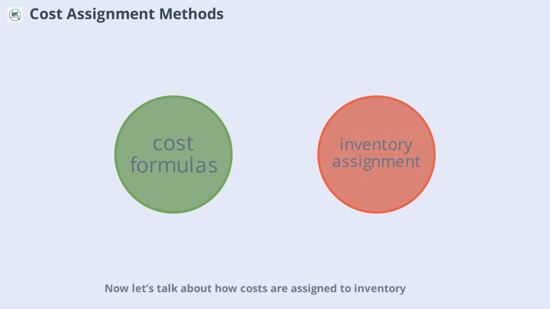Now let's talk about how costs are assigned to inventory. IAS 2 allows specific cost formulas to be used depending on the nature of the inventory. The main methods are FIFO, first in, first out, and weighted average cost. These methods help determine which costs are attached to inventory items when they are sold or remain on hand. Consistency is key. Once you choose a method for similar inventory, you must stick with it.